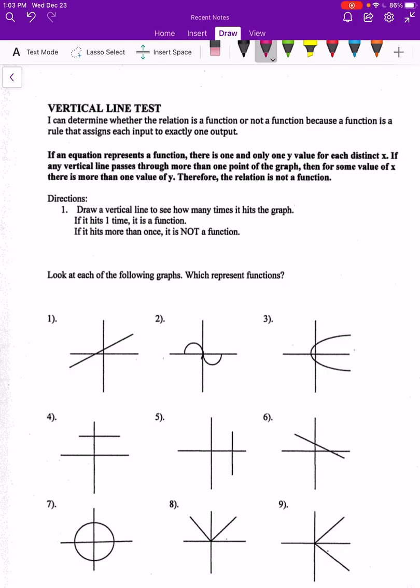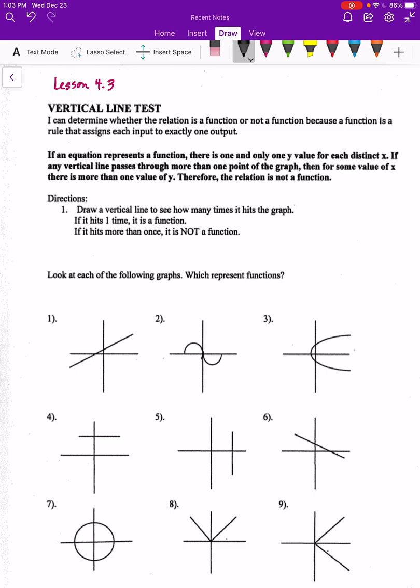Okay, so we are on, I think it's lesson 4.3. It's been a while, but I just call it the vertical line test. I didn't put lesson numbers in this one, but we're talking about the vertical line test in our function chapter.